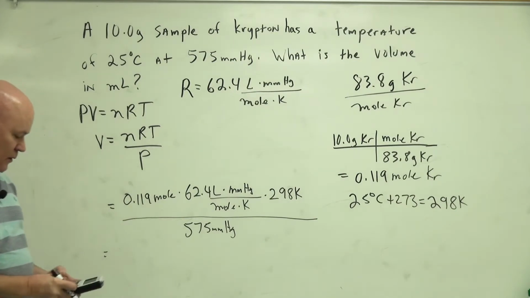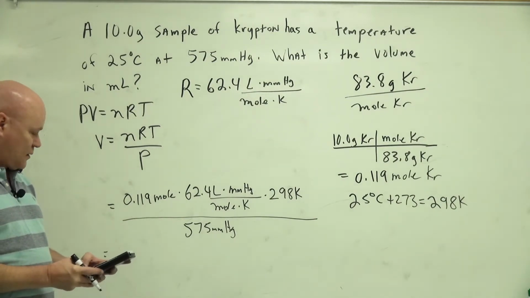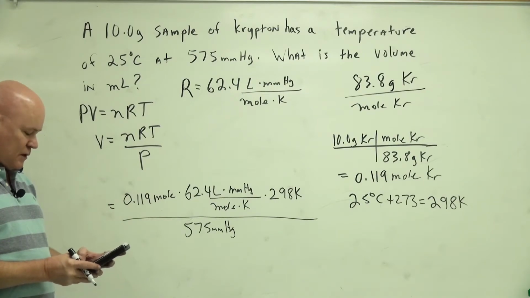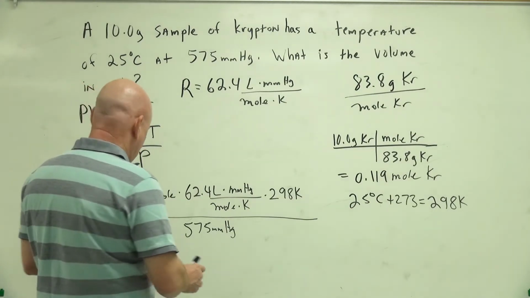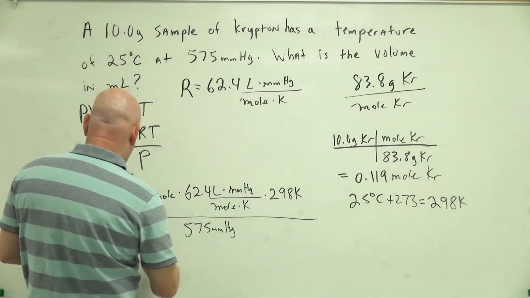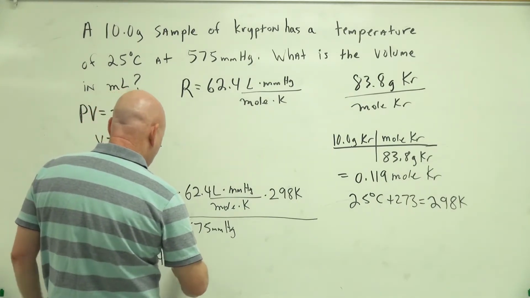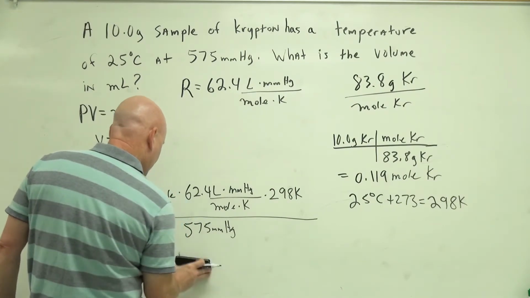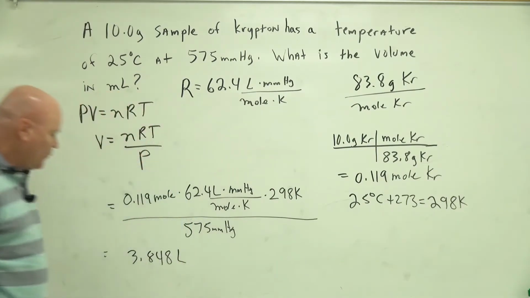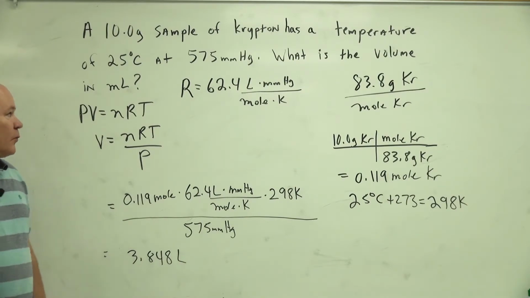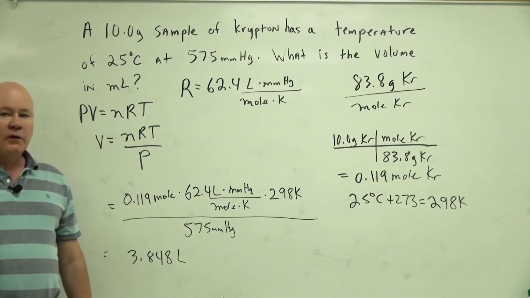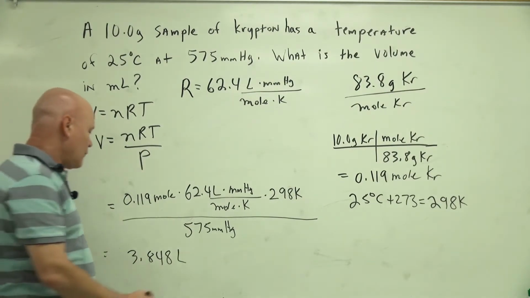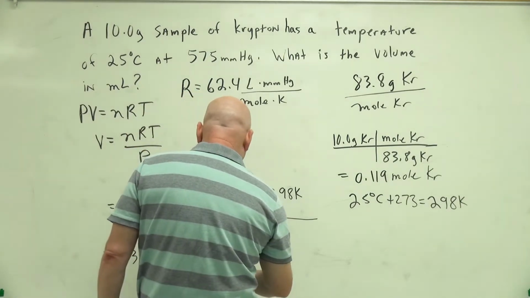And so let's take our numbers. 0.119 times 62.4 times 298 divided by 575 is 3.848 liters. There it is. Now we need our answer in milliliters because that's what the problem says. What is the volume in milliliters? There are 1,000 milliliters to a liter. So let's go ahead and convert this into milliliters.